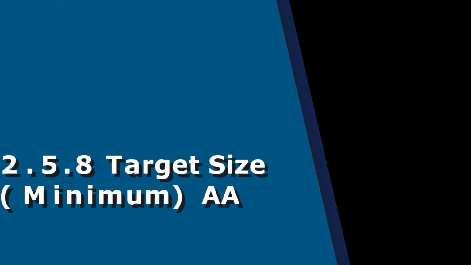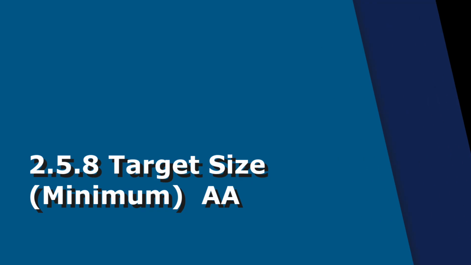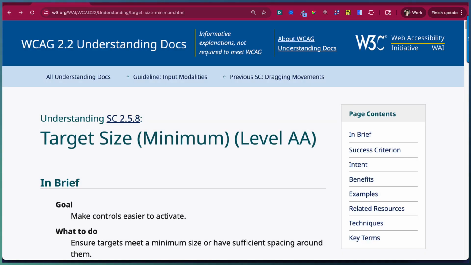Success Criterion 2.5.8 Target Size Minimum AA. Simplified explanation. So today I thought we would talk about the Target Size Minimum AA Success Criterion 2.5.8. I think this Success Criterion is very misunderstood because it actually has to do more about spacing a target away from another interactive target more than it has to do with the size.